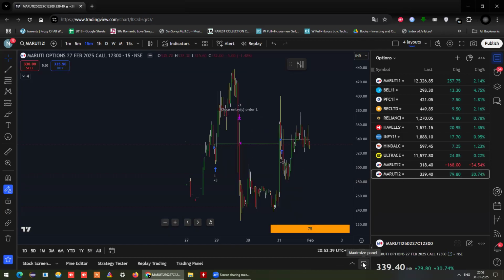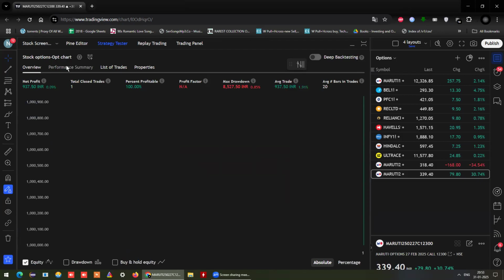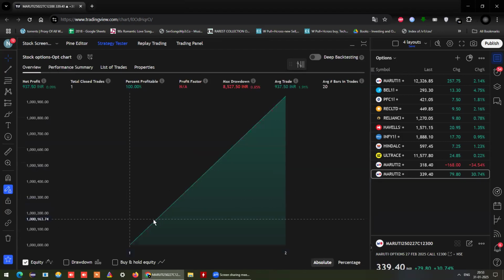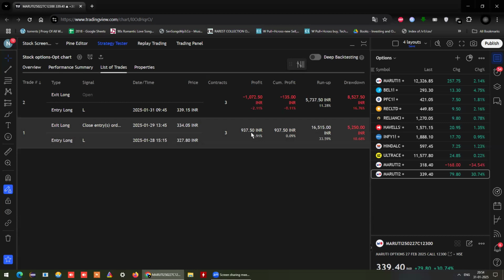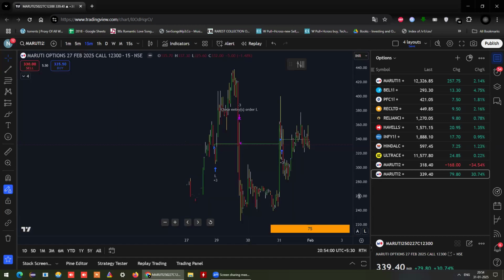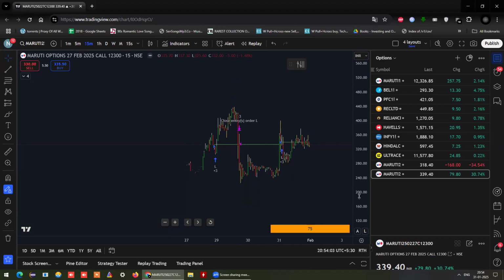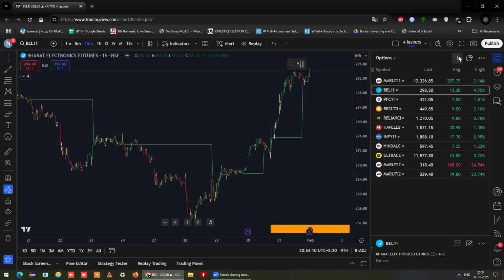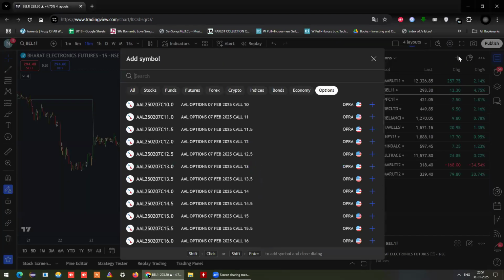Again, here you look at this one, it took two trades. The second trade is going on, and the first one gave you a 900 rupees profit. If you go to the list of trades, the first one gave you 937, the second one is in 1,000 rupees loss. So this is a buy only strategy, and the risk reward ratio here is 100%. I'll show you a couple more signals.